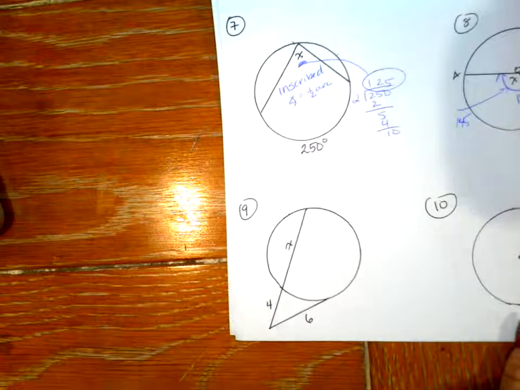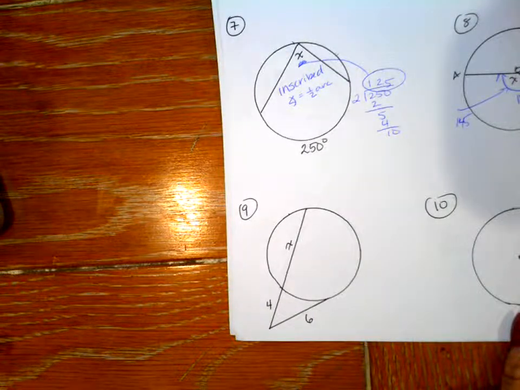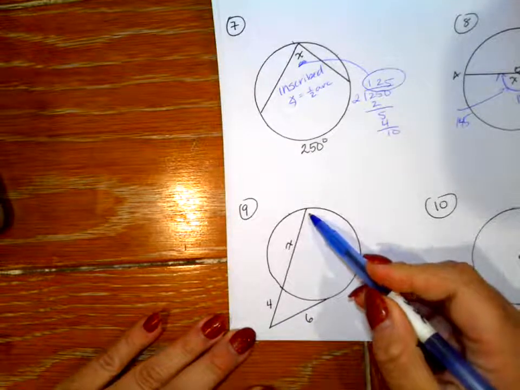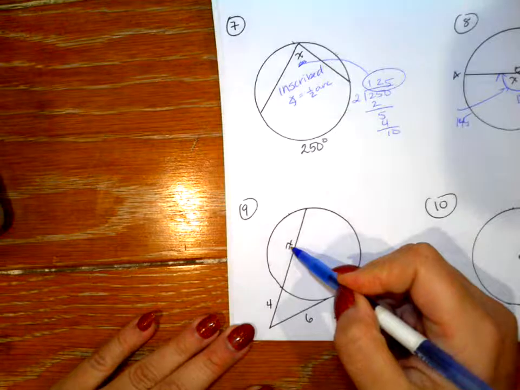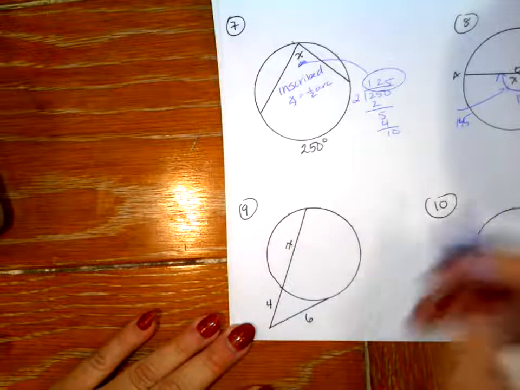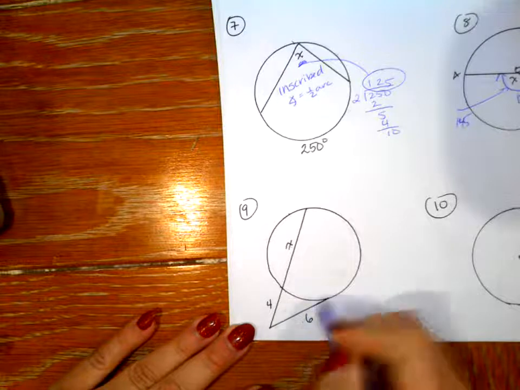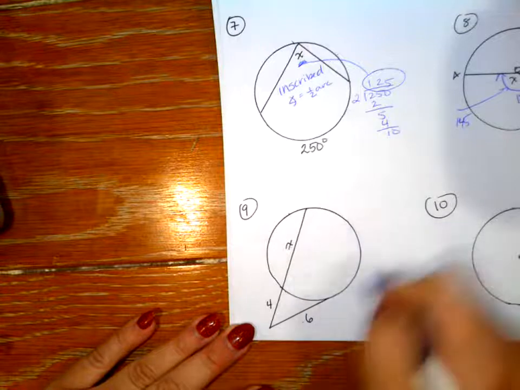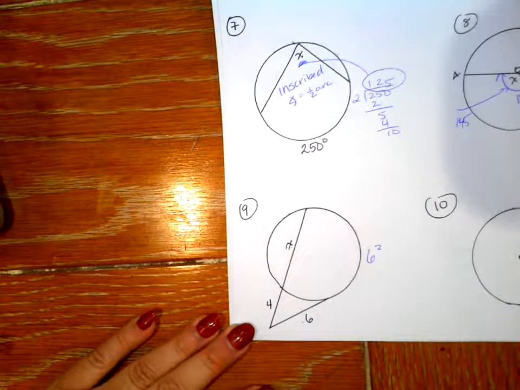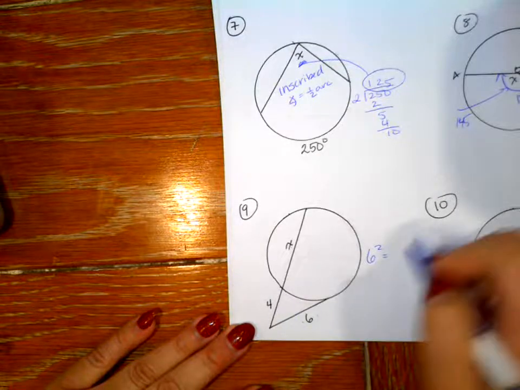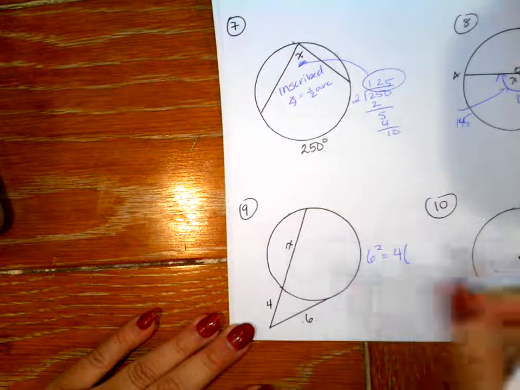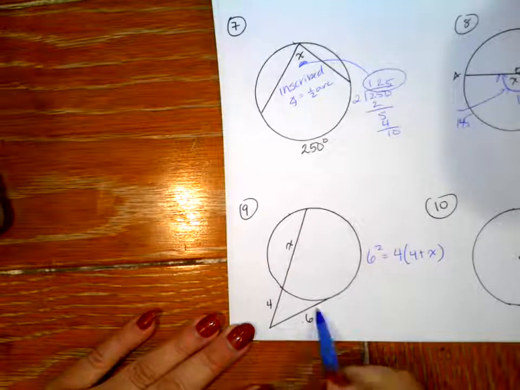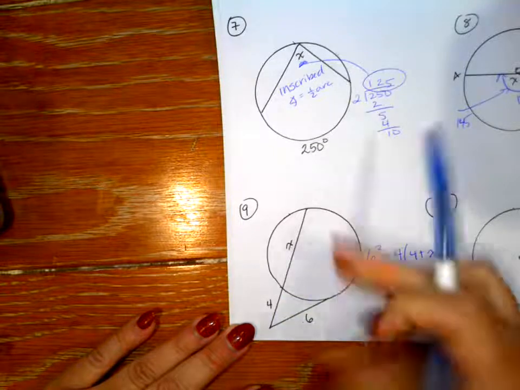All right, number 9. Okay, so here's where we get another formula. This one is a tangent and a secant. And again, I'm looking for a length. And what we're going to get is the tangent. This is your tangent piece. This is a little piece because it's the one that actually hits the outside of the circle just once. So it's the tangent squared is equal to the outside piece times the whole piece, which is 4 plus x. Okay, the tangent squared, the little piece times the whole piece.